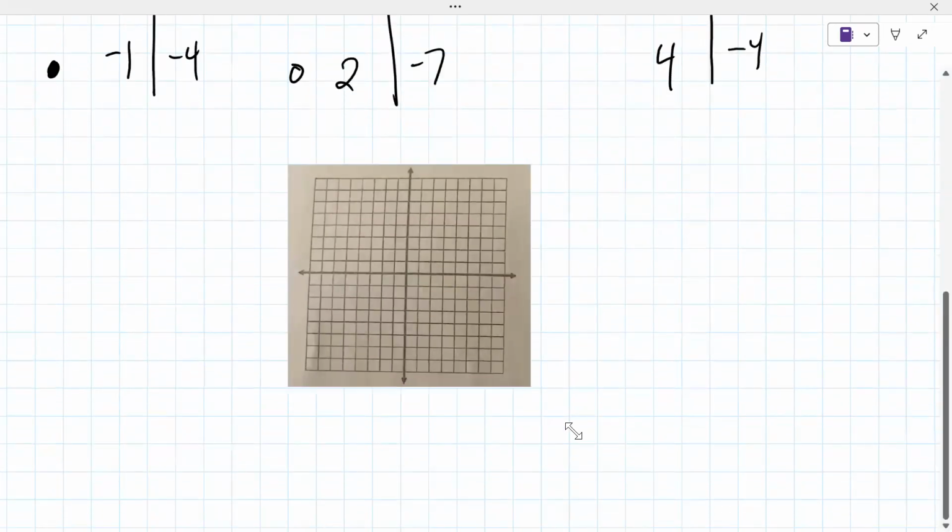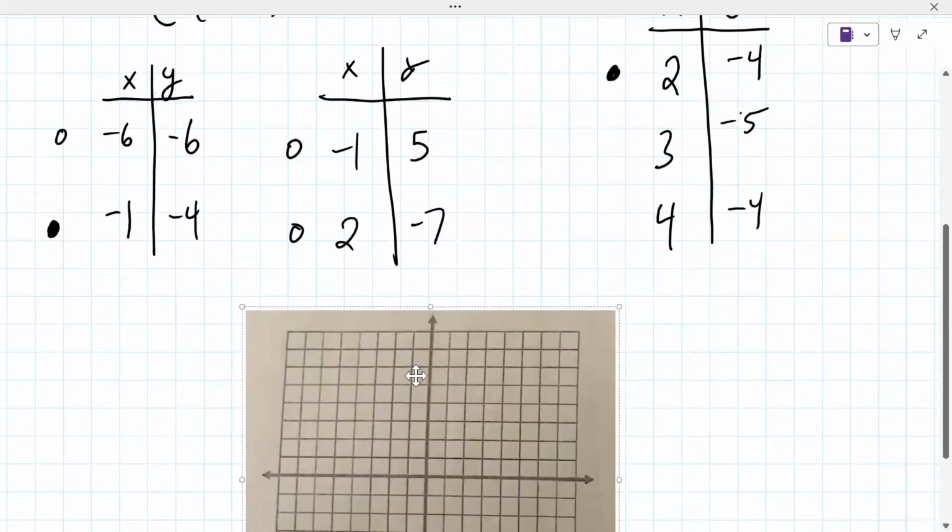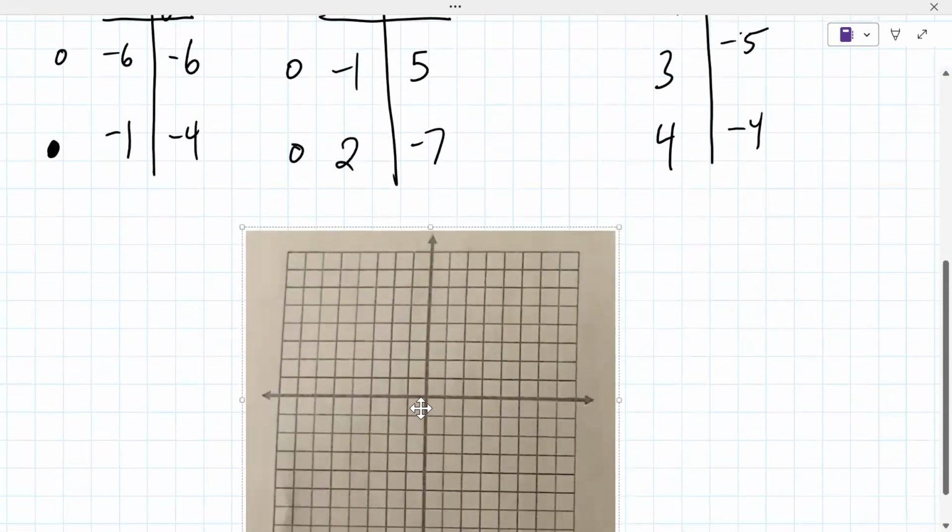If you had graph paper, I would recommend trying to graph this. I'll help here. So -6, -6, 1, 2, 3, 4. So only will go out 8. No, it goes out 9. All right, and then -1, -4.